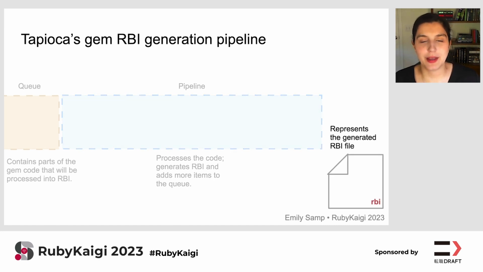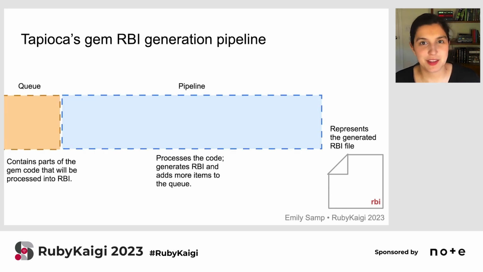Finally, Tapioca will create an internal representation of the RBI file for the gem. This is where the RBI code will be kept in memory until Tapioca is ready to write the file to disk. So let's examine these components one by one and really understand how they work. First up is the queue.